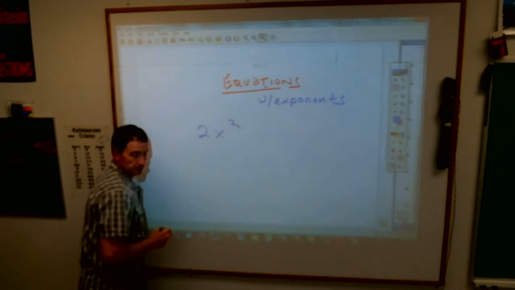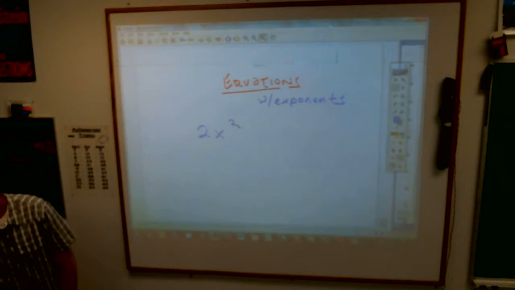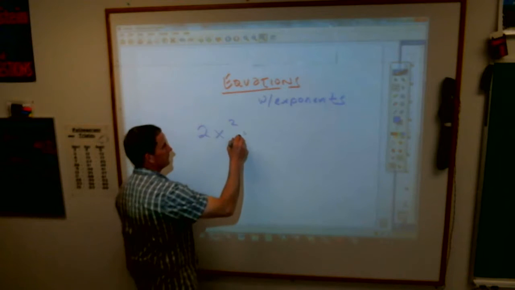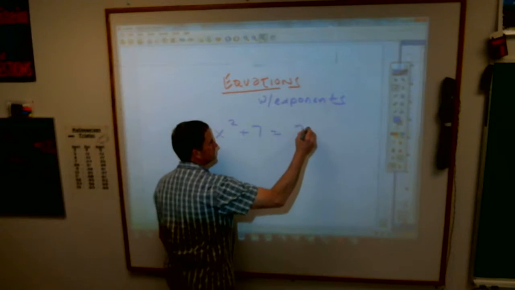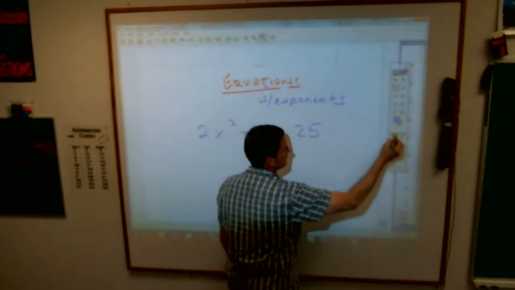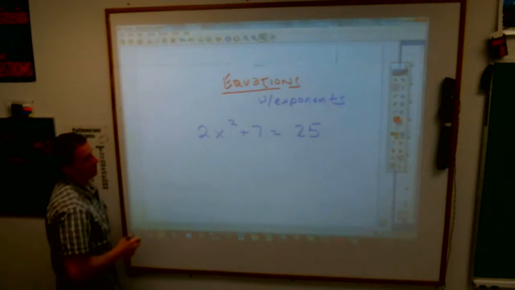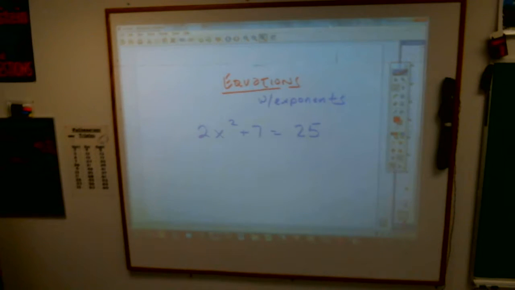2x squared plus 7 equals 25. The only thing we haven't really done is when we have that. How would I go about solving that? Solve like any other equation, you want to get x by itself. So the first thing you do is what?